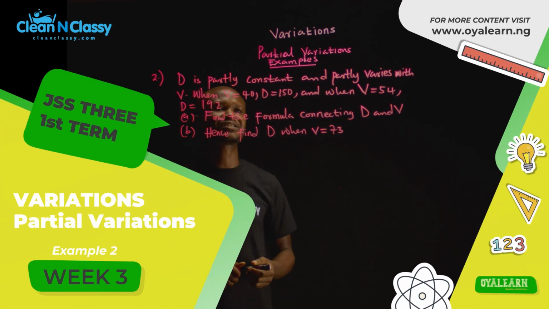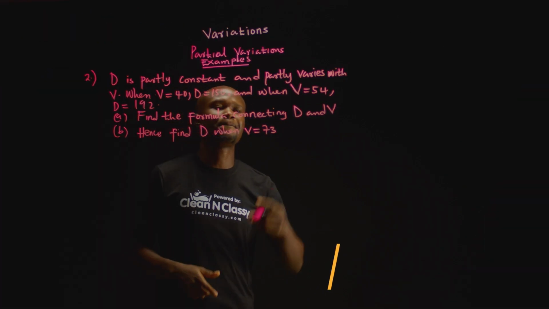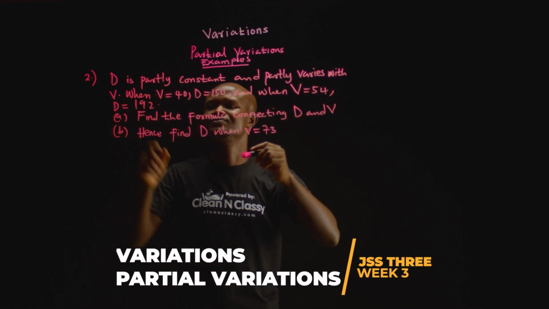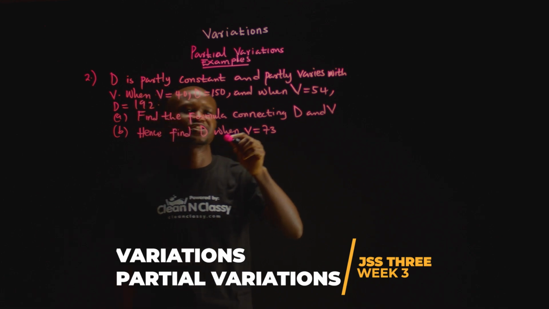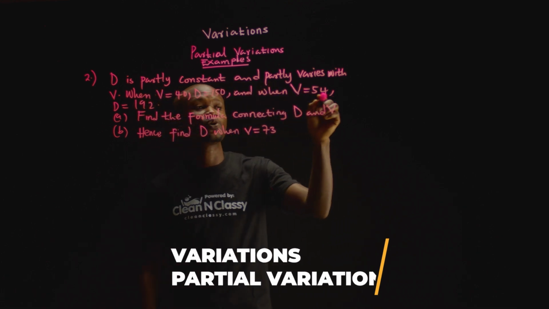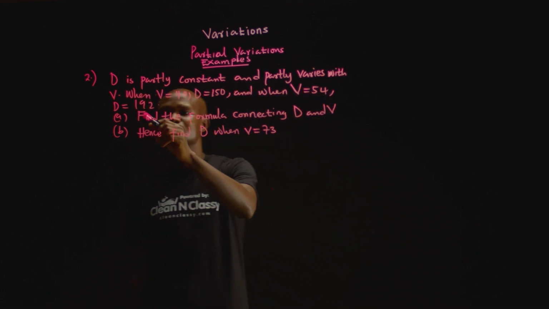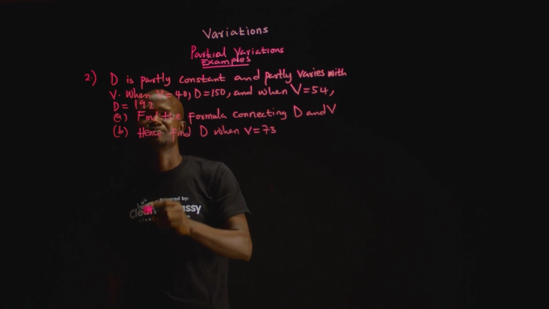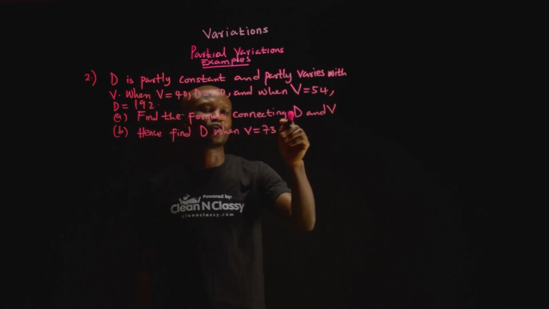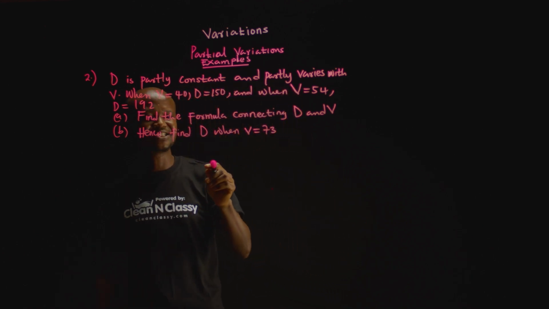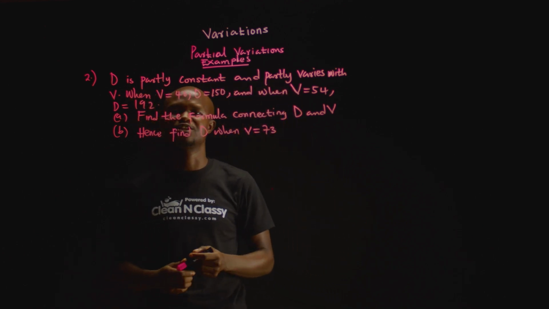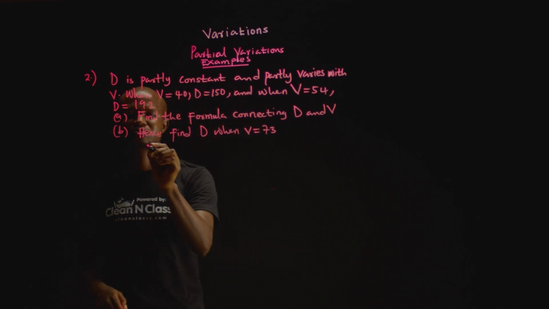D is partly constant and partly varies with V. When V equals 40, D equals 150. And when V equals 54, D equals 192. A. Find the formula connecting D and V. B. Hence, find D when V equals 73. Solution.